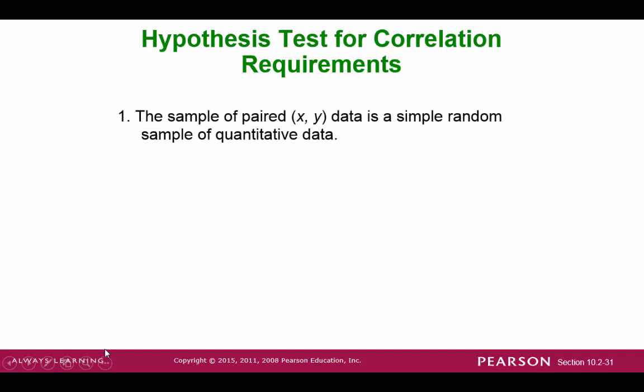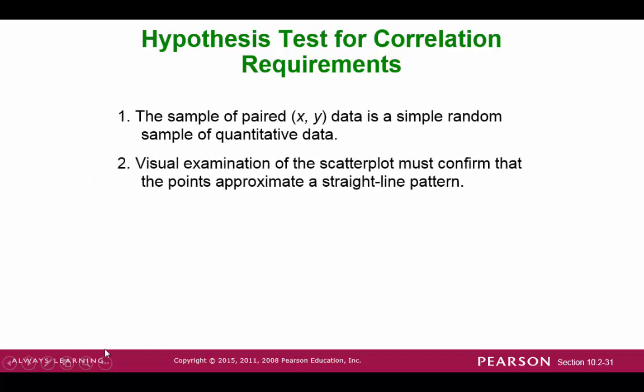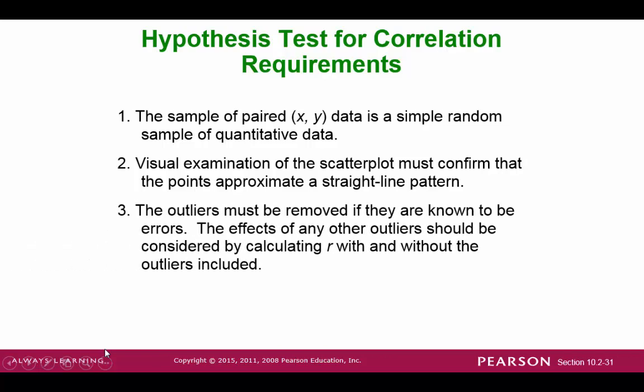So we have some requirements, again simple and random. It looks like the visual gives us some sort of idea that the scatter plot is showing a straight line pattern and outliers are taken out.